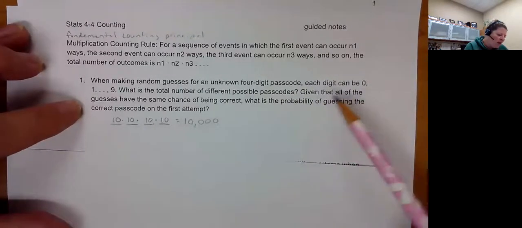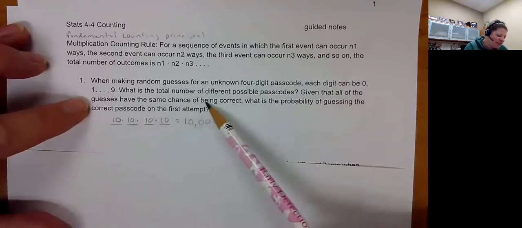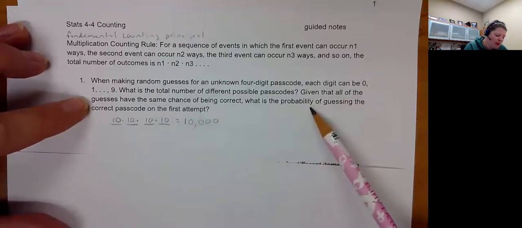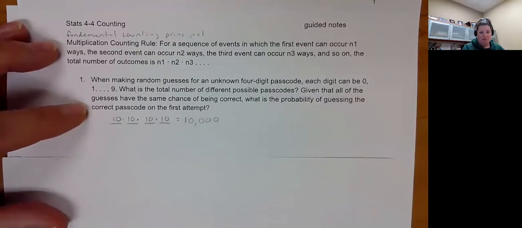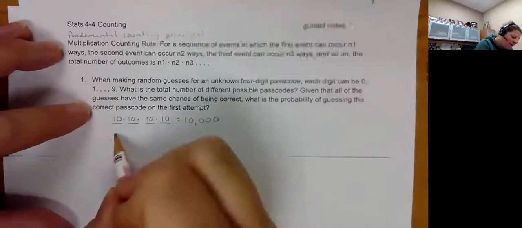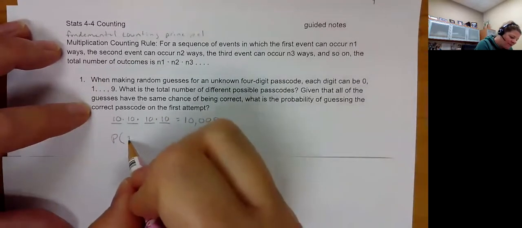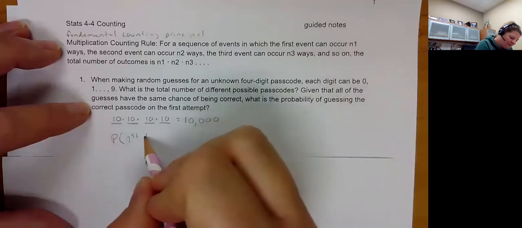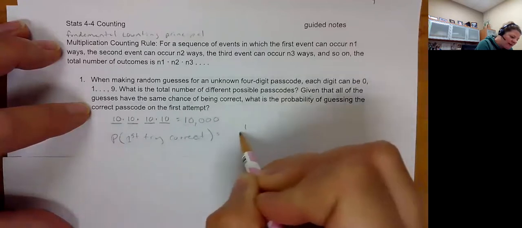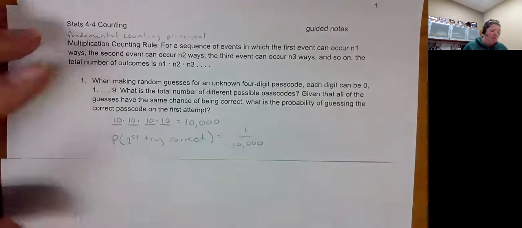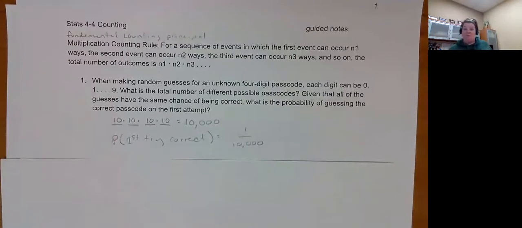Given that all of the guesses have the same chance of being correct, what is the probability of guessing the correct passcode on your first attempt? So first try, correct, however you want to think of that. What's the probability? 1 out of 10,000. What if I gave you 10 chances? It'd be 10 out of 10,000. This kind of relates to lottery a lot too. There you go. That's the idea of counting.